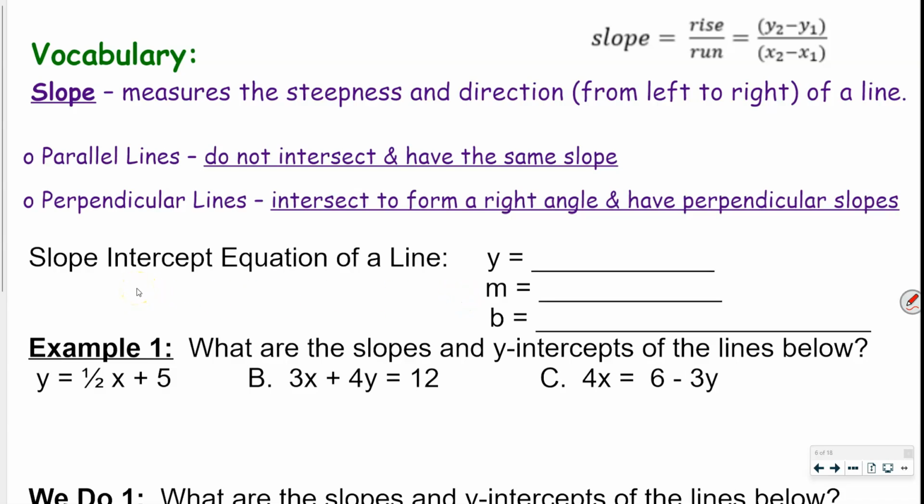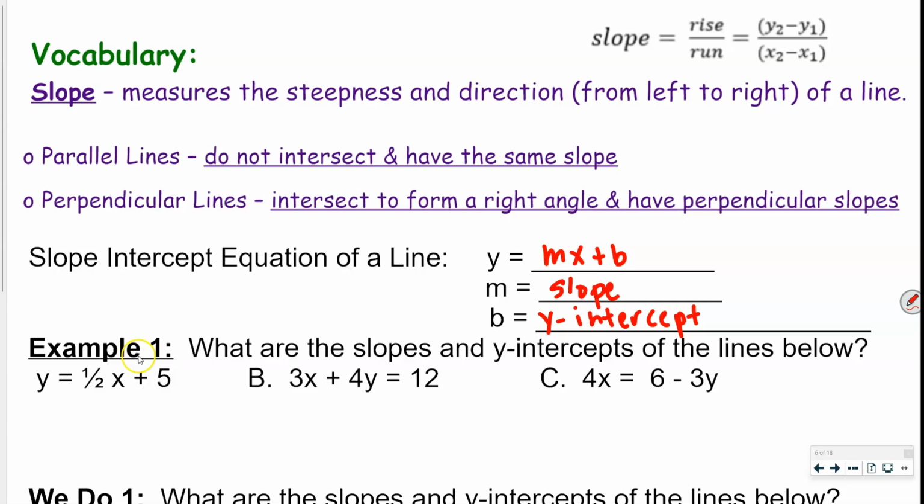So the slope-intercept form of a line is y equals mx plus b, okay? You should remember this, and m is our slope, and b is our y-intercept. Now we can actually take any equation and get it into this form, and we're going to talk about that.